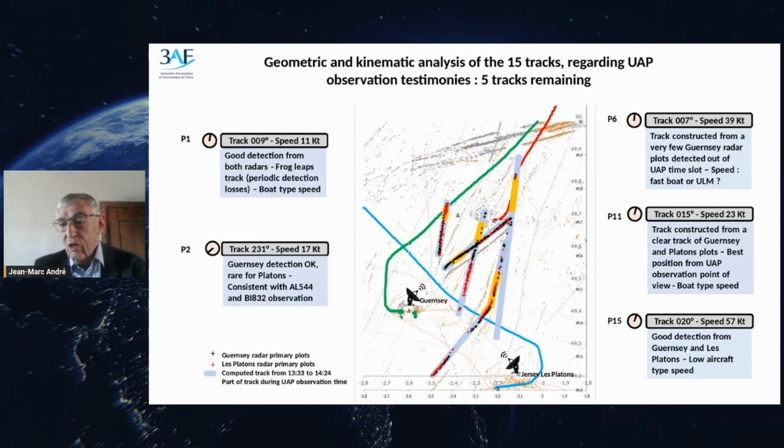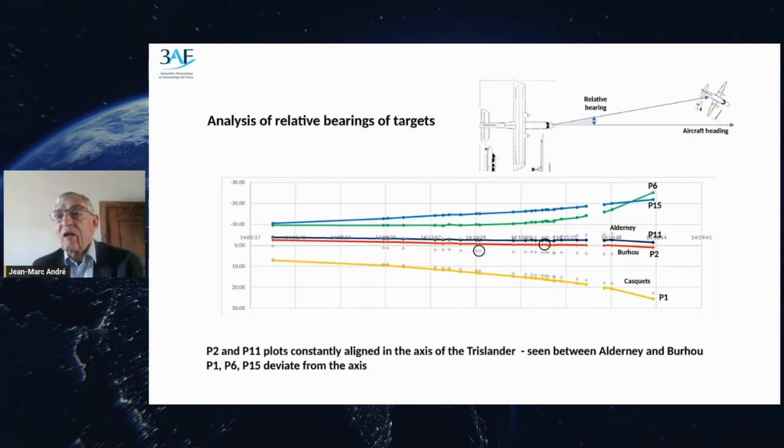We have compared the characteristics of all tracks with the data from the visual testimonies, timing, and relative position in relation with the direction of observation. And we have only retained 5 tracks that you can see on this slide. The yellow part corresponds to the UAP visual observation period, the blue one for all the rest of this period.